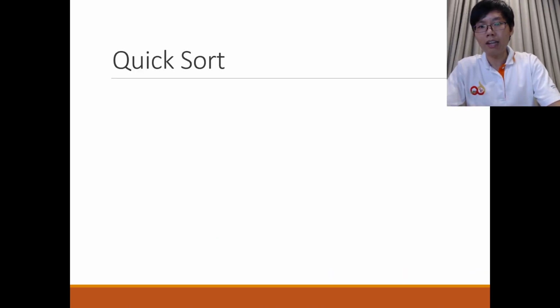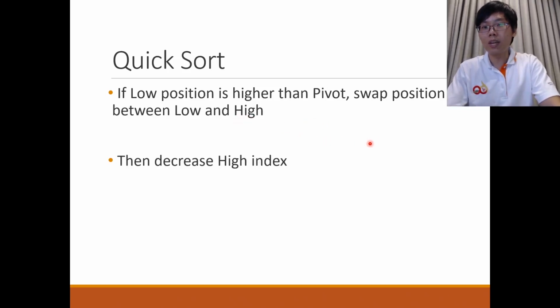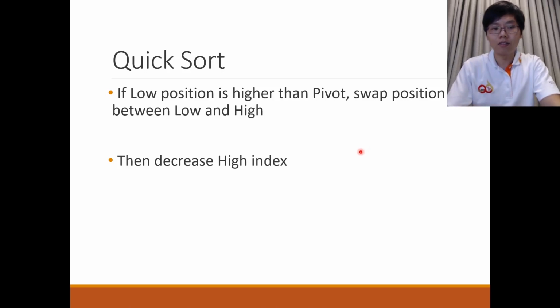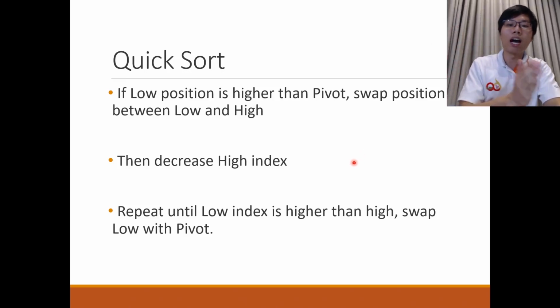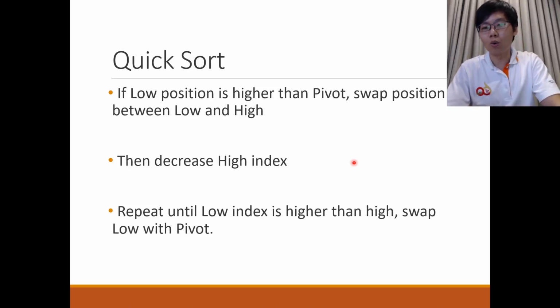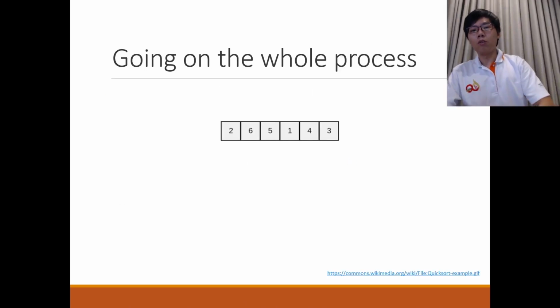Then what we do next: if the low position value is higher than the pivot, we swap the values at low and high, and then we decrease the high index. We keep repeating this process until the low index goes to a higher position than the high index, and then we swap the low position and the pivot position. So how is it going to work? We're going to move along this process step by step together.